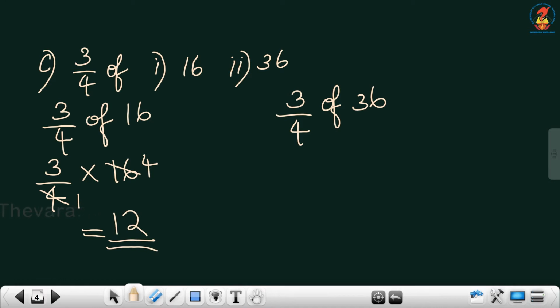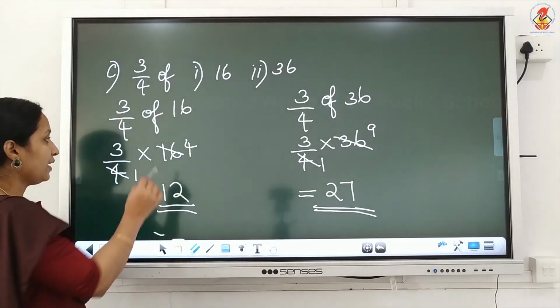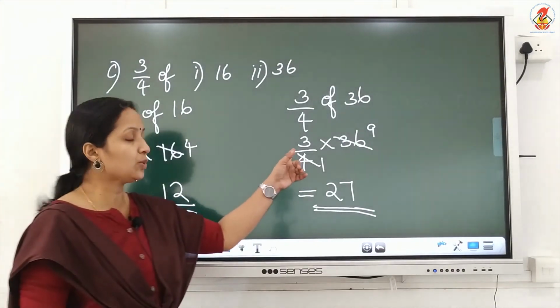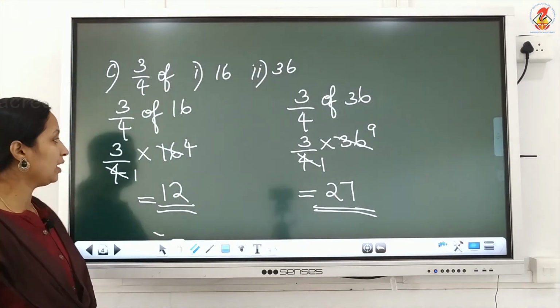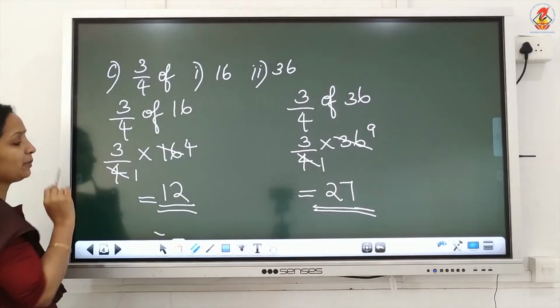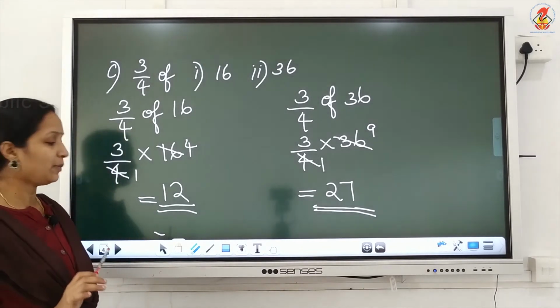Okay. Again, 3 by 4 into 36. 36 is a multiple of 4. So divide by 4. 4 divided by 4, 1. 36 divided by 4, 9. So what is the answer you got? 27. Clear children? Otherwise you do the multiplication. 36 into 3. Do the multiplication and divide by 4. You will get the same answer. Okay, here also 16 into 3 divided by 4. Multiply it, then divide it, you will get the same answer.